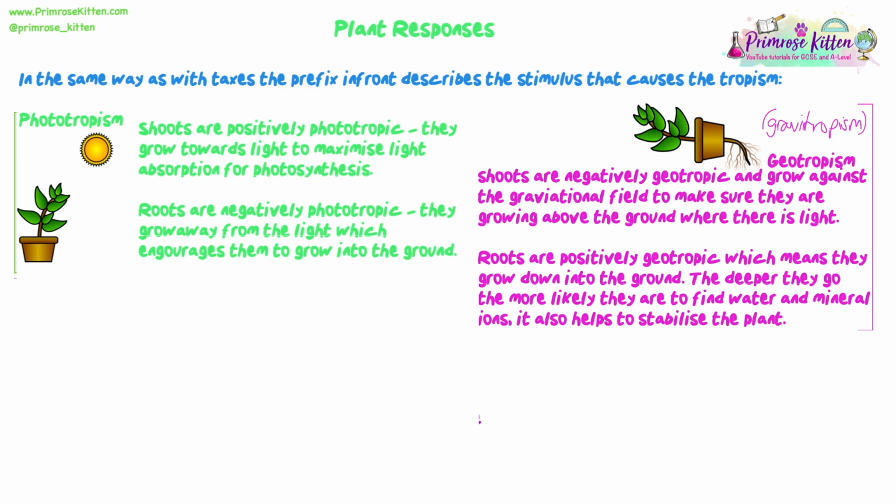So if you were growing with gravity, you'd be growing into the ground, which is not what we want if we are a shoot. Roots are then the opposite. They are positively geotropic or gravitropic. That means they grow down into the ground, and the deeper they go, the more likely they are to find more water, mineral ions, and also roots being deep into the ground helps to stabilize the plant as well. So it means it's less likely to fall over, get knocked over in high winds. It gives this stability. So we've got negatively geotropic shoots and positively geotropic roots.